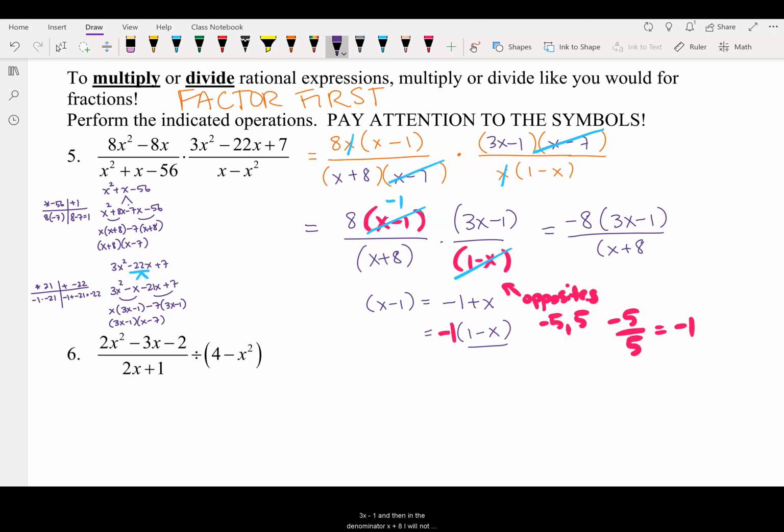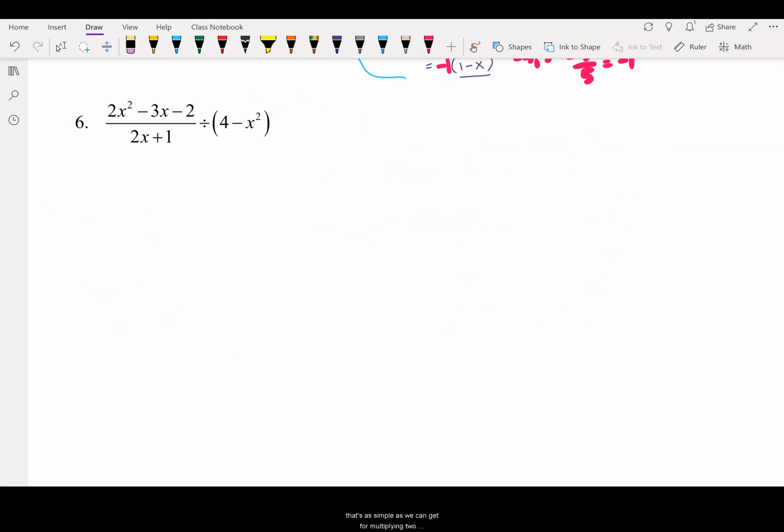I will not require you, at least in our notes or on a quiz or a test, to multiply that out. You can leave it in factored form. And that's as simple as we can get for multiplying the two polynomials in number 5. Let's take a look at a division problem now.